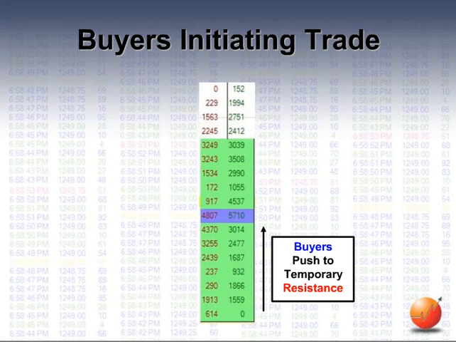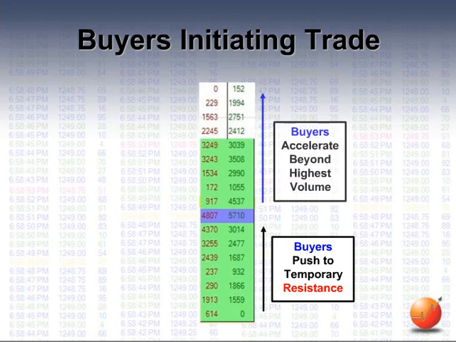So what took place was buyers buying this up through the market depth and then hitting a point where the sellers said, hey, you want to keep buying this? Here, have mine. Here, have mine. And they kept adding to the supply. Okay? Now, in this case, eventually, the buyers were able to accelerate beyond that level. So what was temporary resistance now essentially is a line in the sand for us, where the buyers initiated trade.